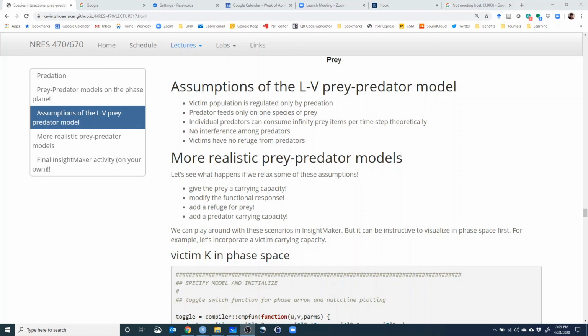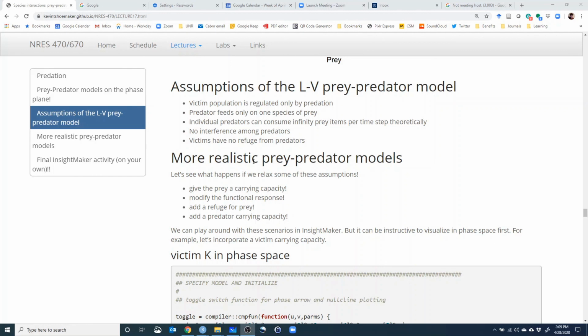Now, we think that predators probably get satiated at some point and stop eating because they're full. We also have an assumption that there's no interference among predators. The more predators in the landscape doesn't really affect the amount of prey that can be eaten. Theoretically, predators don't interfere with one another. They don't stop others from feeding. There's no interaction among the predators. That doesn't seem super realistic.